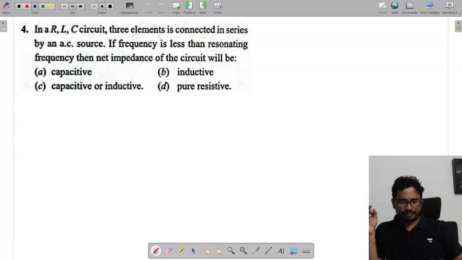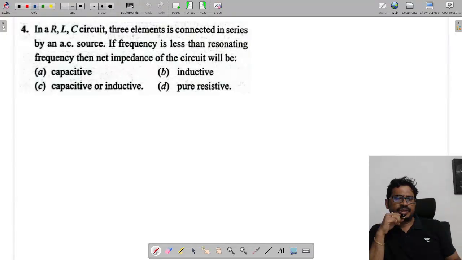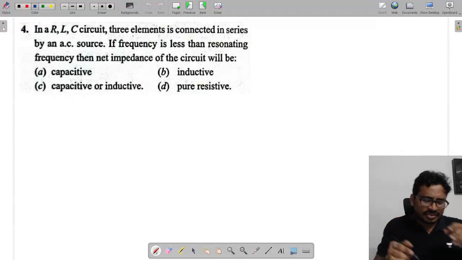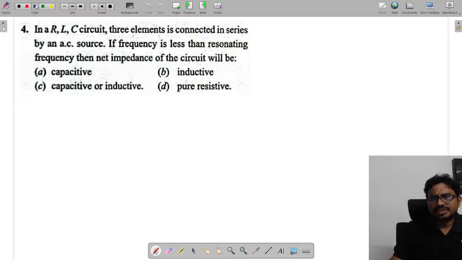Next one. In an RLC circuit, three elements are connected in series to an AC source. For a frequency less than the resonant frequency, whose effect is more, inductance or capacitance? Capacitance effect is more. So this is omega 1, omega naught, omega 2, and this is the resonant frequency.